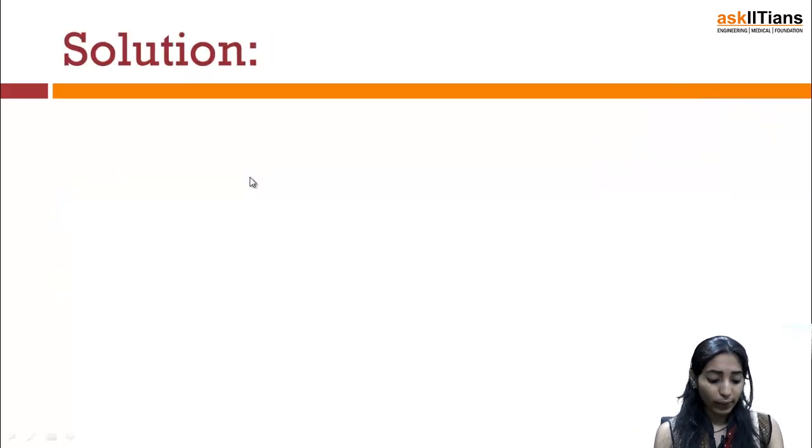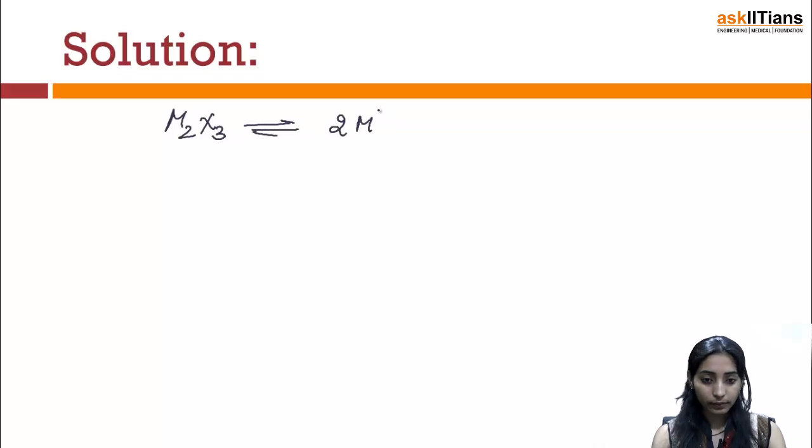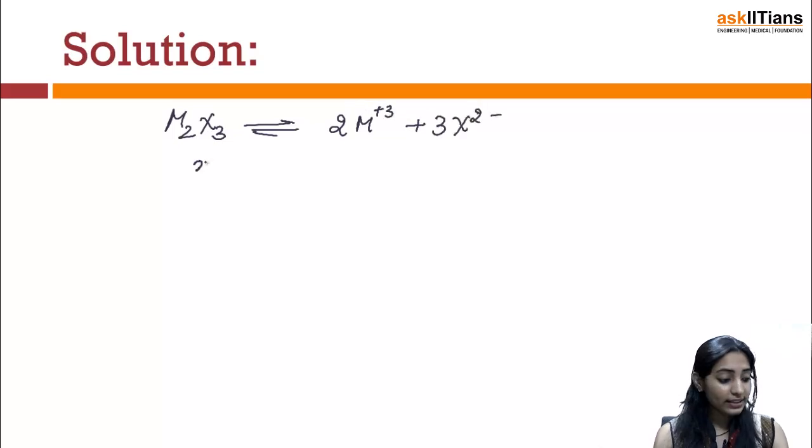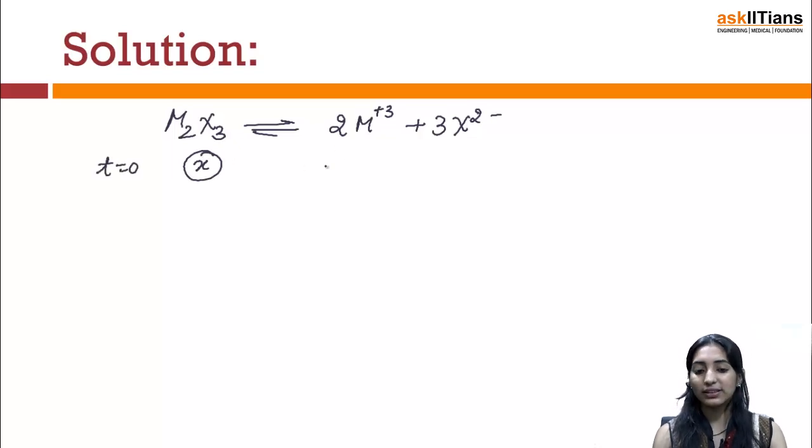So for this kind of question, let me say the salt given to me is M2X3. It will always be known to exist in equilibrium as 2M3 positive plus 3X2 minus. If the solubility is given to me as x, then at t equal to 0, this was x, 0, 0, and at equilibrium, this will be 2x and this will be 3x.